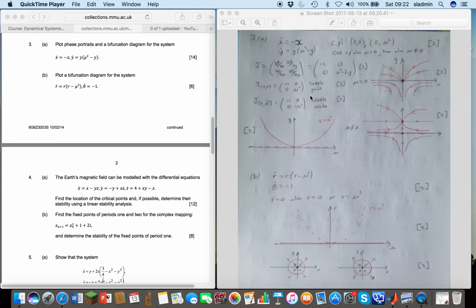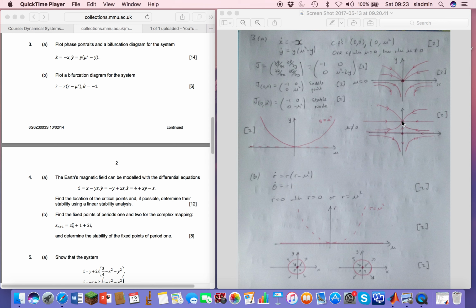Now it's easier in this case to plot the phase portrait when mu is non-zero, and you can see you have a stable node at (0, mu squared), and we have a saddle point at (0, 0). Now imagine if both of these critical points move closer and closer together as mu goes to 0, then eventually when mu is 0, we get this phase portrait up here.